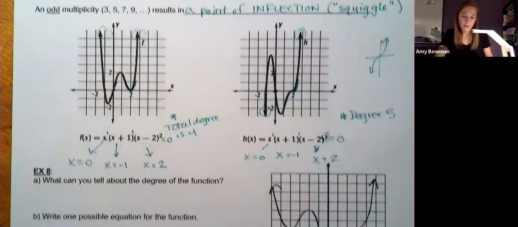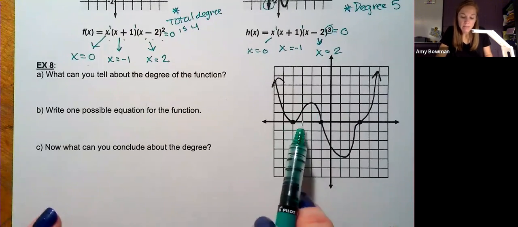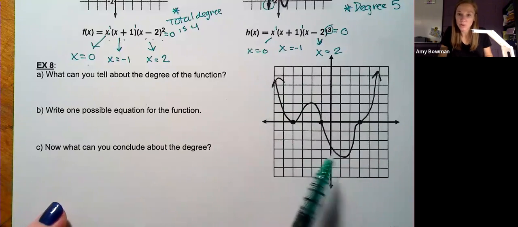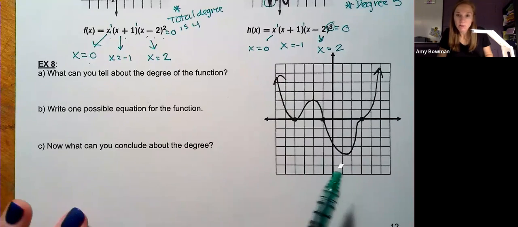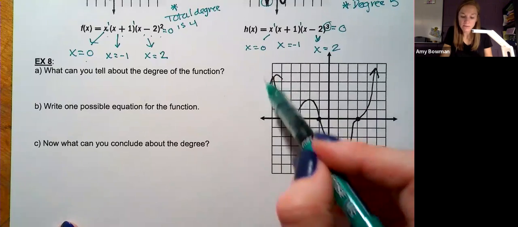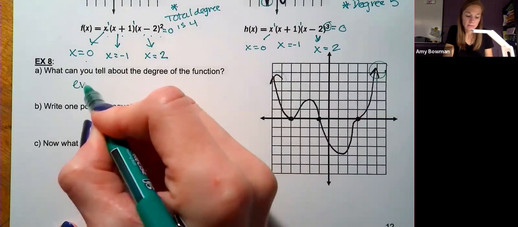So now we are looking at a graph, and based on this, we're going to try and form a possible equation for it. So what can we tell about the degree of this function? The first thing I noticed here is that I've got two ends doing the same thing, so it's at least even.